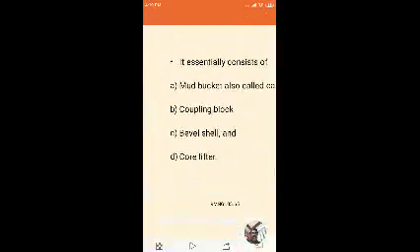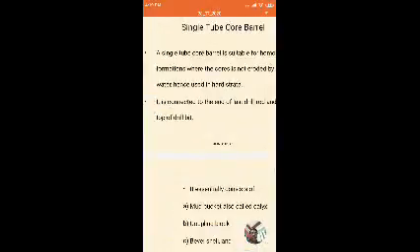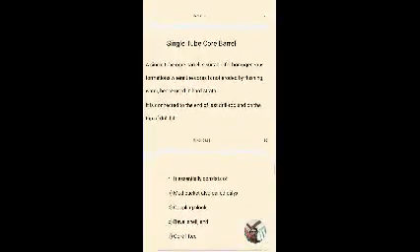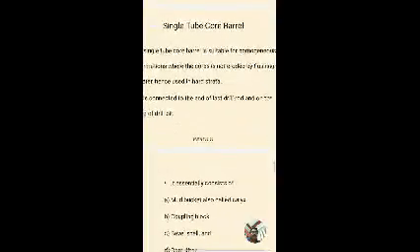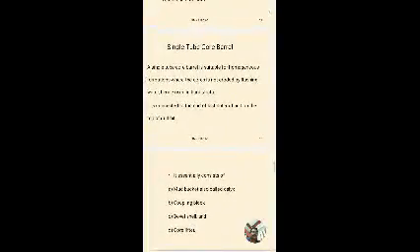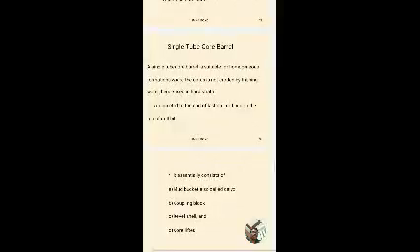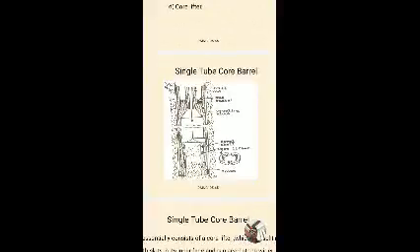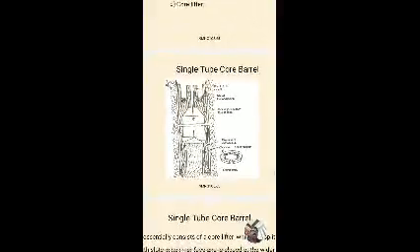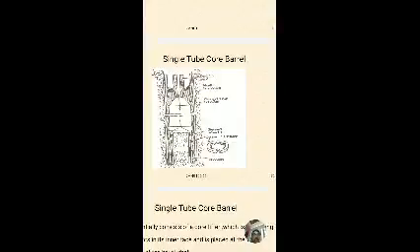Here, at the first point, we read that a single tube core barrel is suitable for homogeneous formations where the core is not eroded by flushing water, hence used in hard strata. A single tube core barrel is always used where the rock is homogeneous and hard enough.